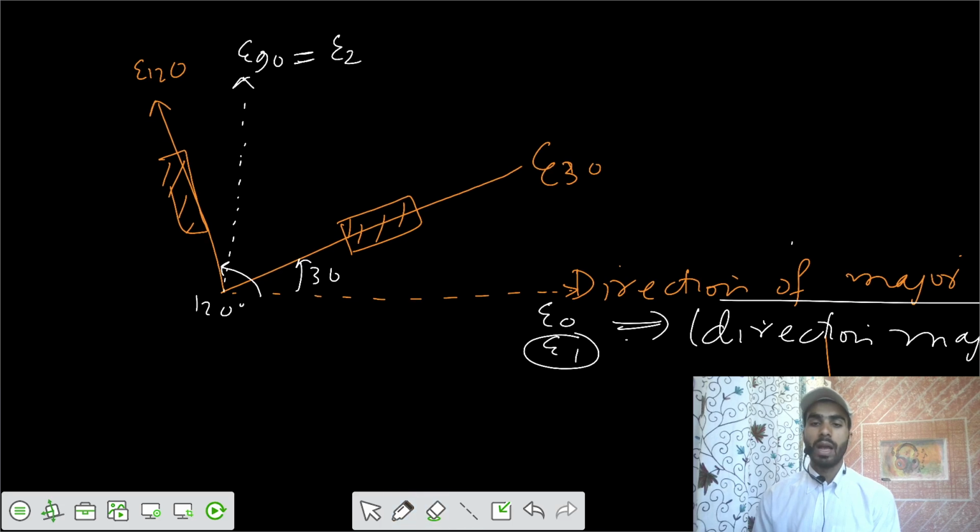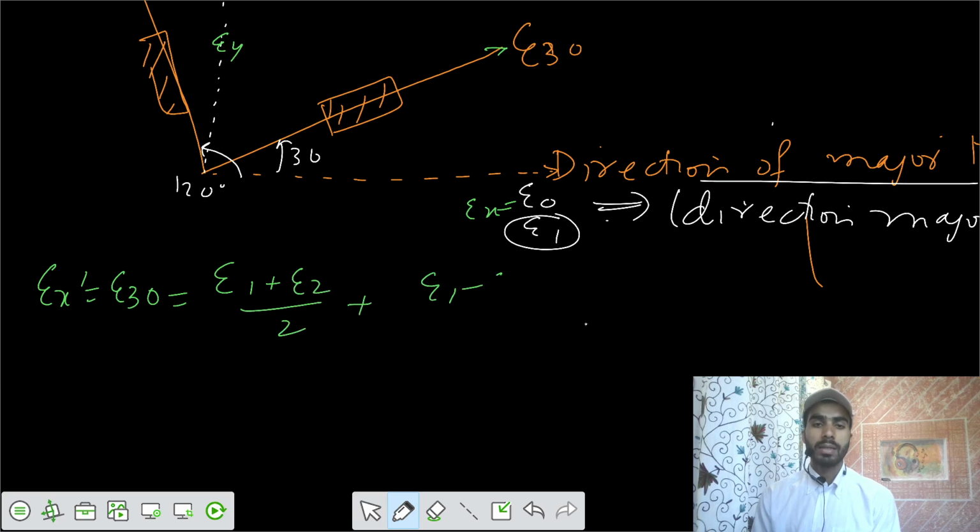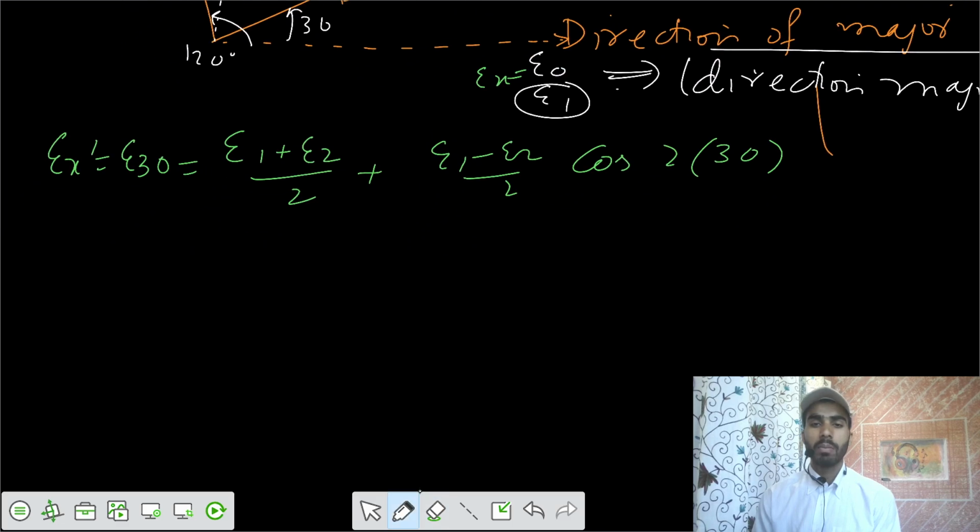See, here we have provided directly that you have a theta plane at an angle of 30 degrees from your reference point. It's directly provided to you. That means if you write ex dash equals E30, let's keep this one as ex and E90 as ey. So we can write E1 plus E2 by 2 plus E1 minus E2 by 2 cos 2 theta. And theta we also know directly, and plus gamma xy by 2 sine 2 theta.